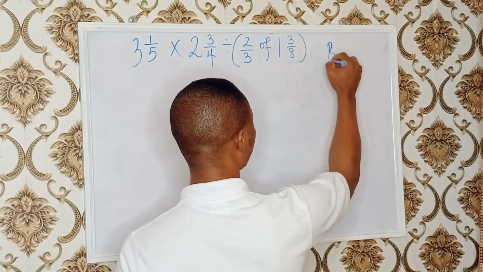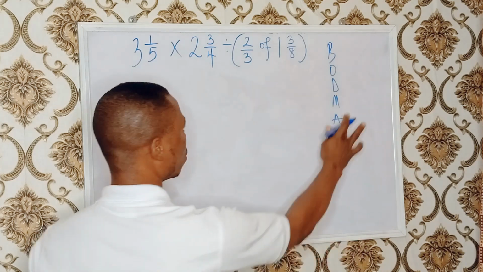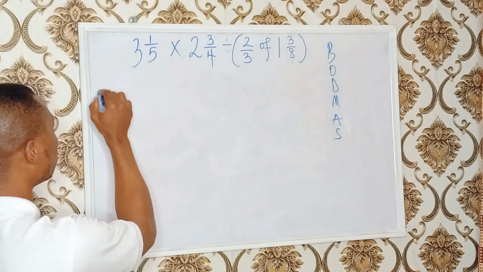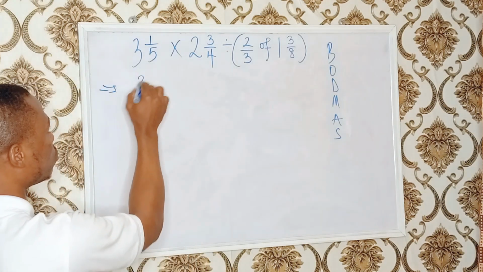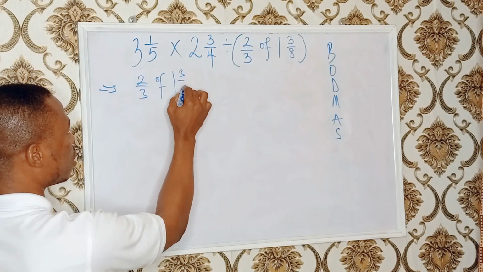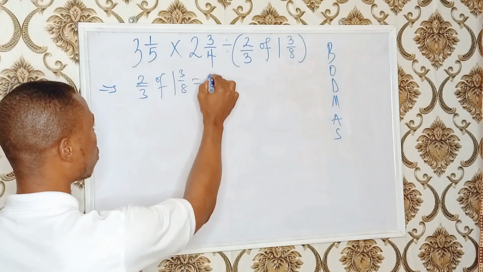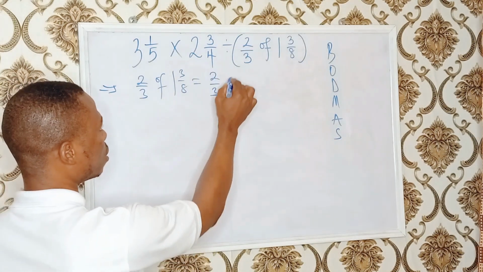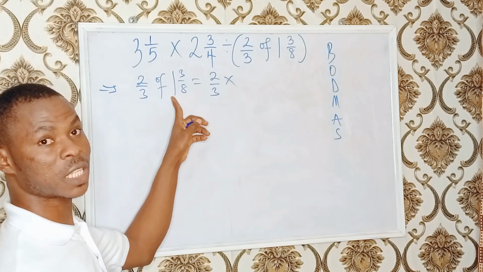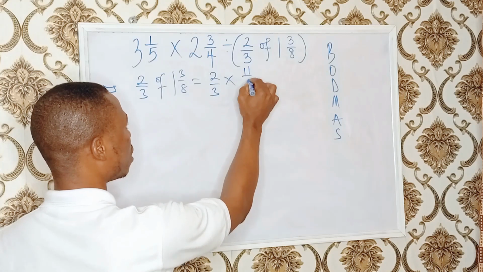BODMAS. So, we're going to deal with the bracket first. What we have in the bracket, you write it: 2 over 3 of 1 whole number 3 over 8. Of means multiplication, so 2 over 3 times, you take these two in proper fraction, 8 times 1, that's 8 plus 3, that's 11 over 8.